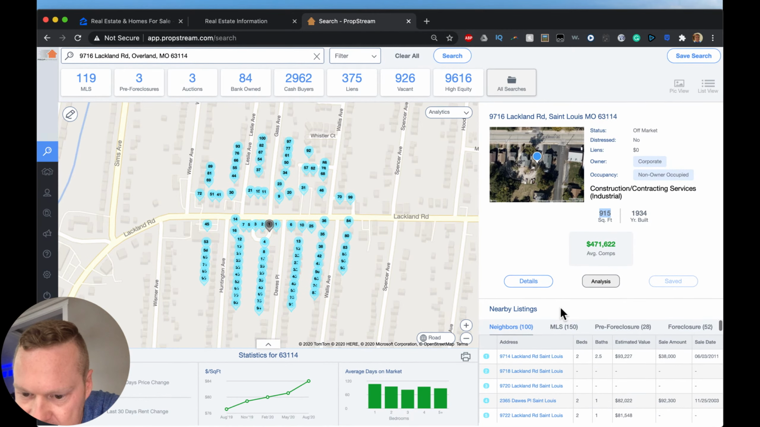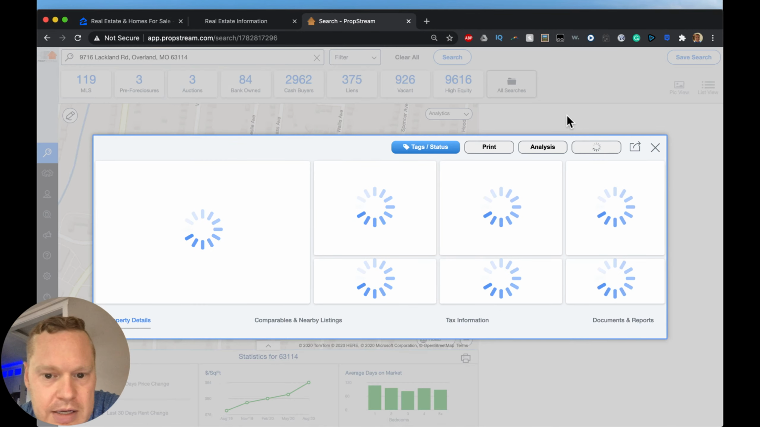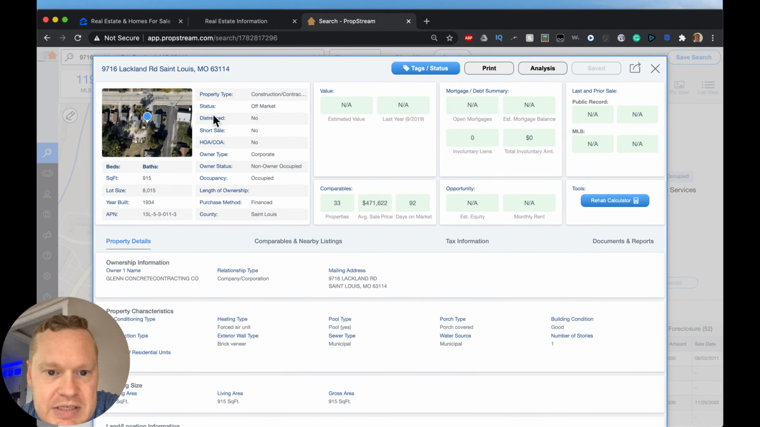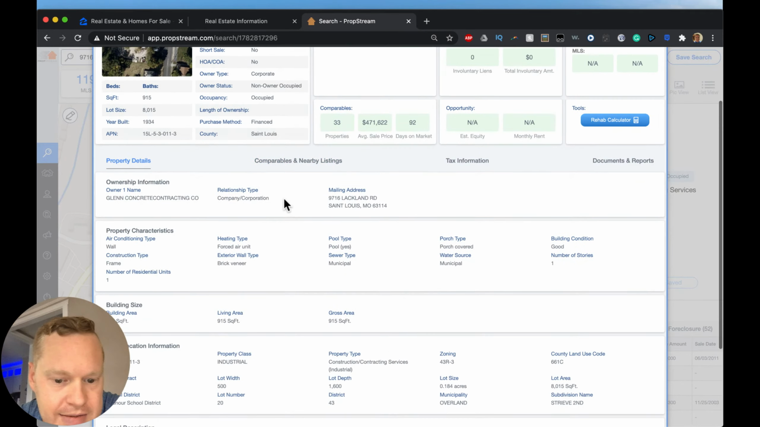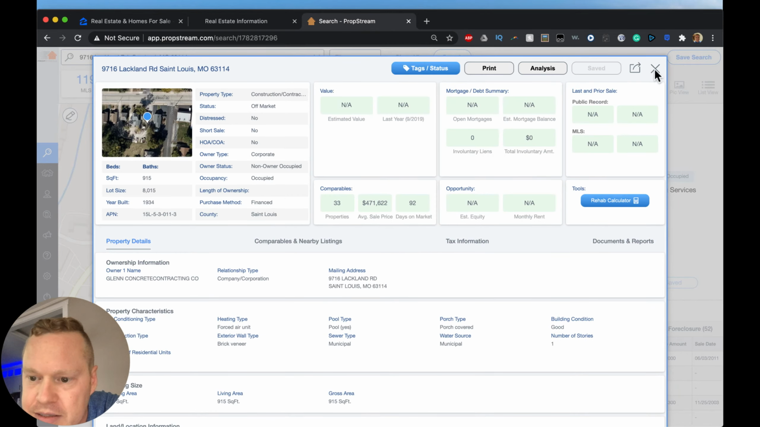Look at this, nearby listings, 9714. It's estimating it at $93,000. Very, very close to what I was guessing ours was worth. All right, so let's look more at 9716 Lackland in PropStream. Let's see what else it gives us. Estimated value, none. So I think PropStream is not going to give us a value because it's considered a commercial property at this point, which is a shame. I was really trying to see what we could do here.